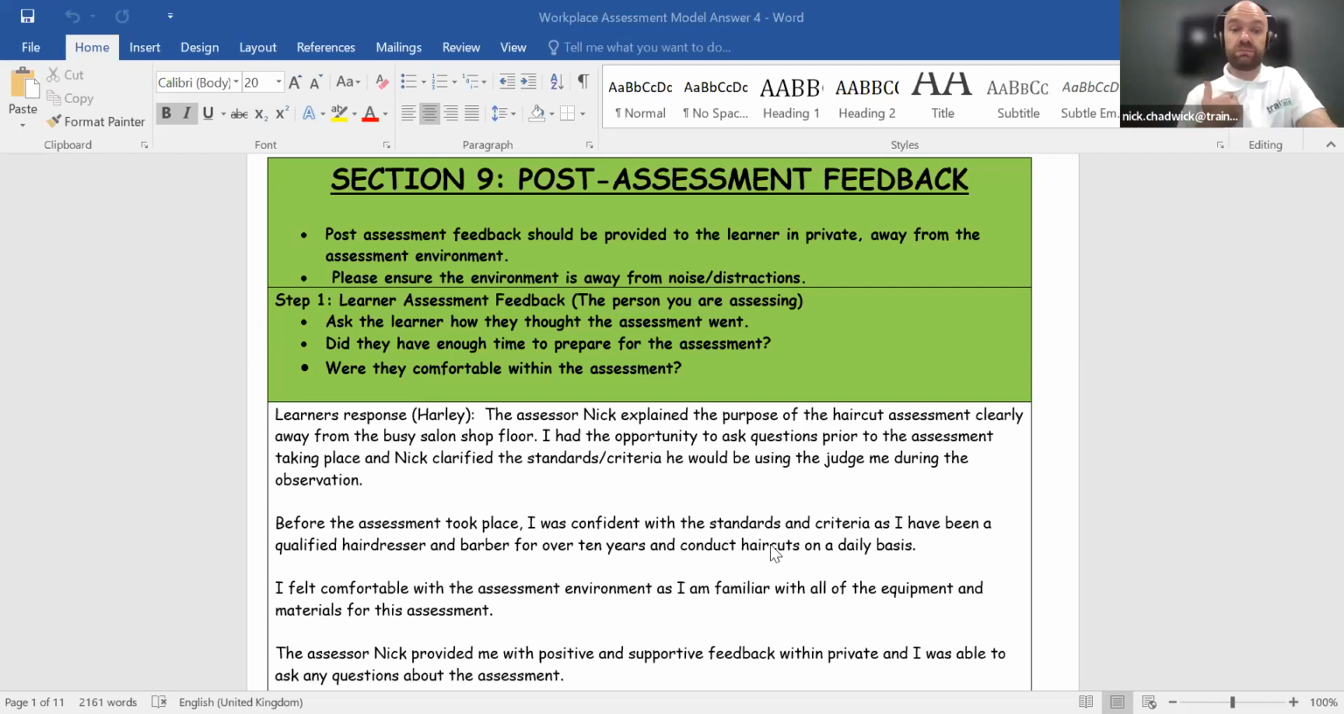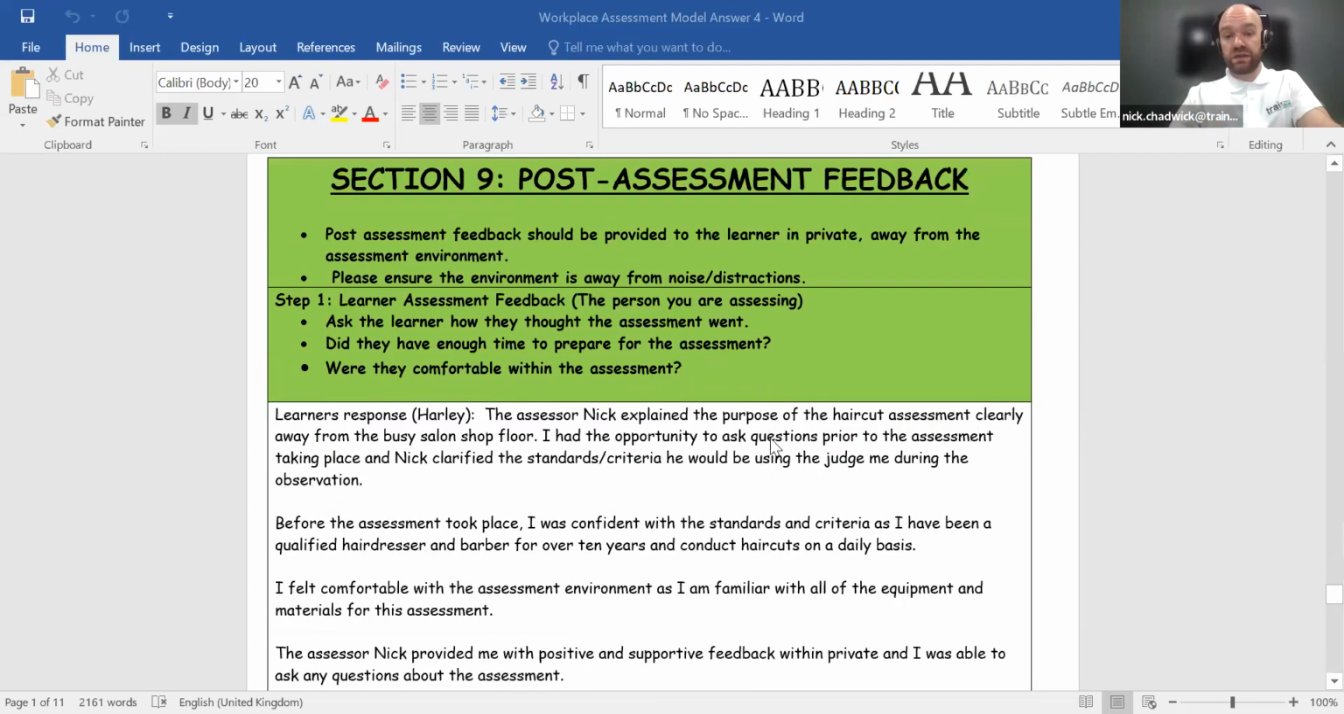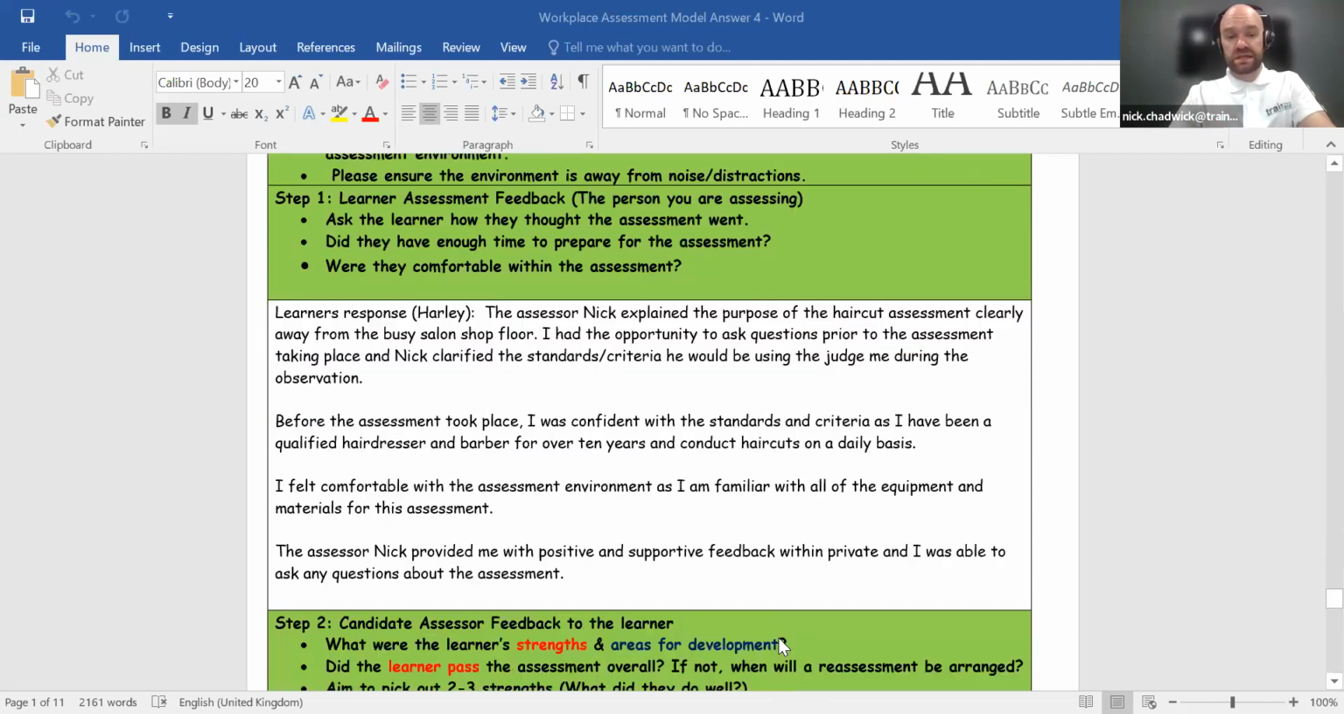So we're getting some feedback. Did they have enough time to prepare for the assessment? Were they comfortable within the assessment? So this is really good information for ourselves as the assessors to take on board. Were they happy with the assessment? What went well? What could be improved for next time as well? So do think about obviously asking the learner some information there. Okay, as we can see, Harley was very happy with the assessments, and obviously that's fantastic news for me. So I can take on board all of that information for my next assessment.